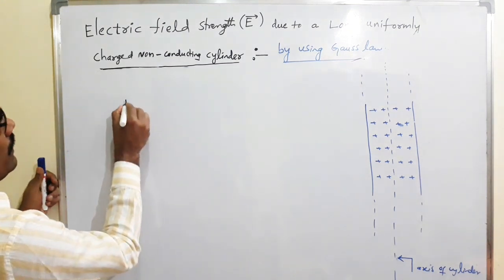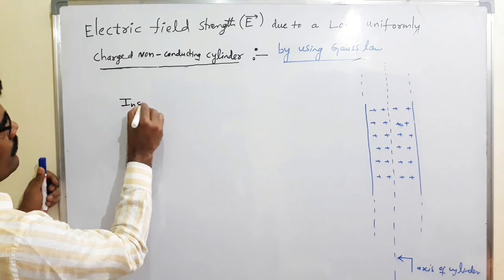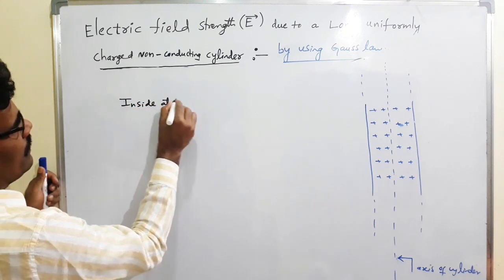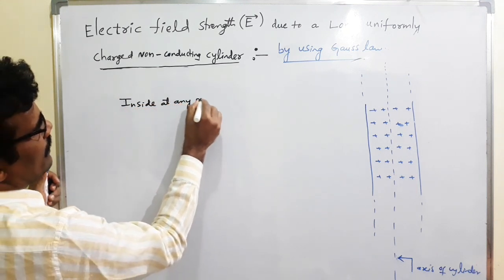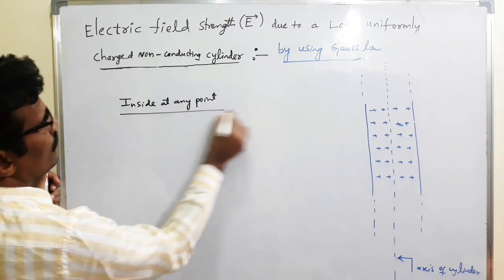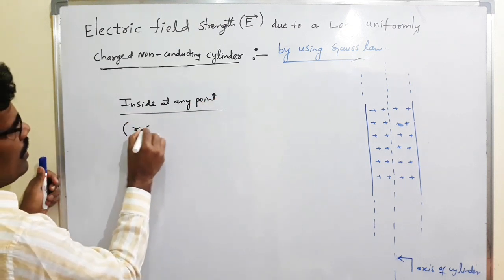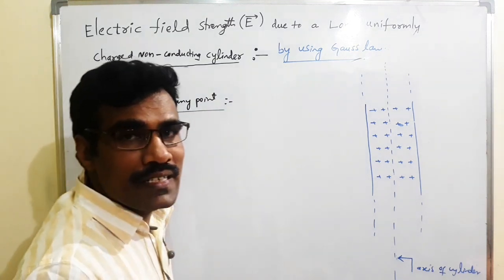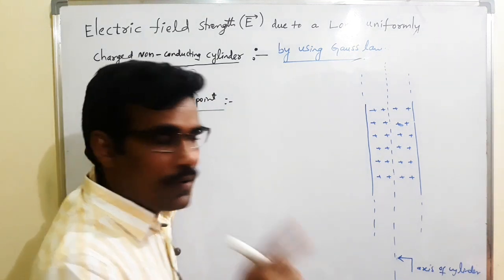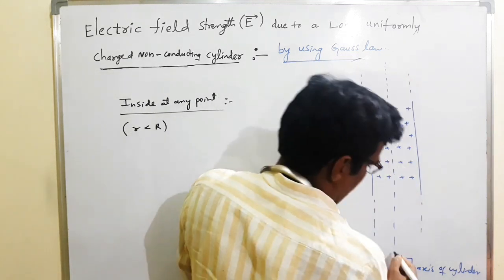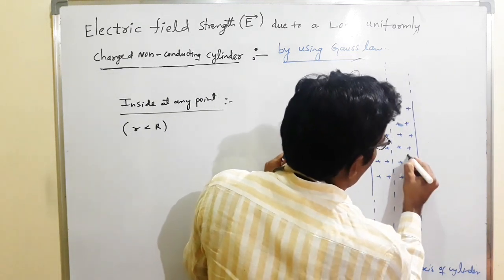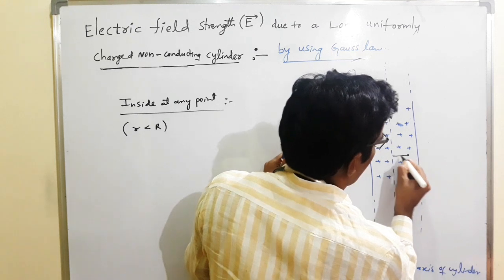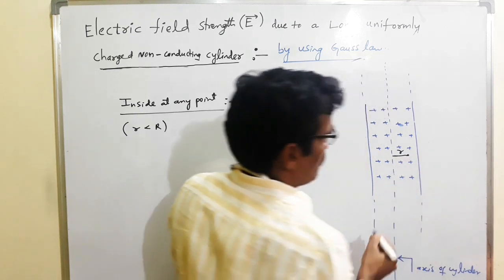We want the field inside at any point. That means small r is less than capital R. Small r is the distance of the given point from the axis. We know that this is the axis, so I want the field here, at a distance small r.